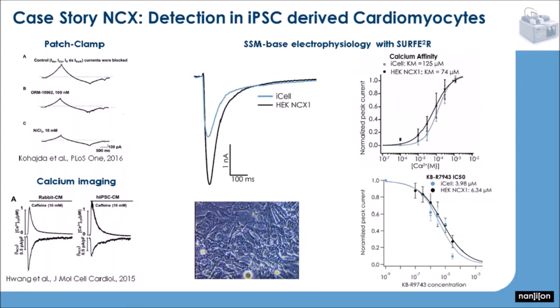So we used the cardiomyocytes as they were, put them on the sensor, and indeed could observe surprisingly high NCX activity. Here in the middle, for example, you see a comparison of cardiomyocytes and HEK cell assay, and we get nearly half the amplitude. That means we could use this assay to, again, characterize this cardiac NCX pharmacologically, but also defining affinities and so on.